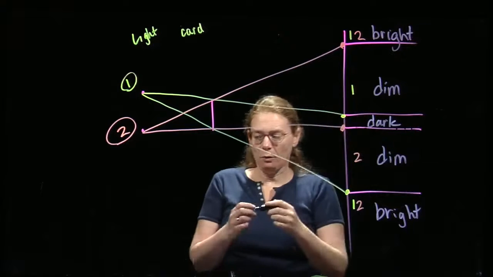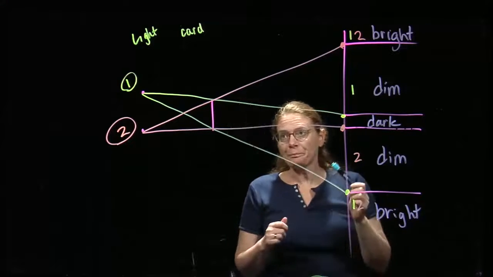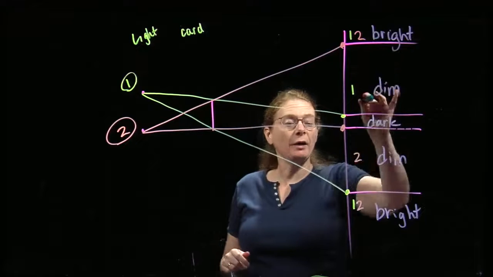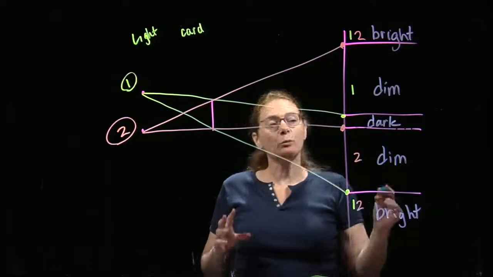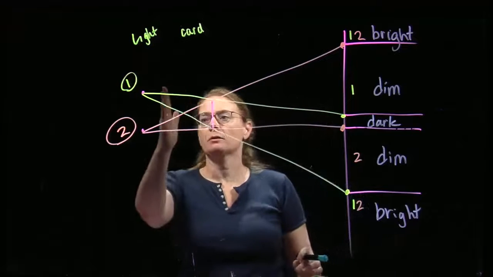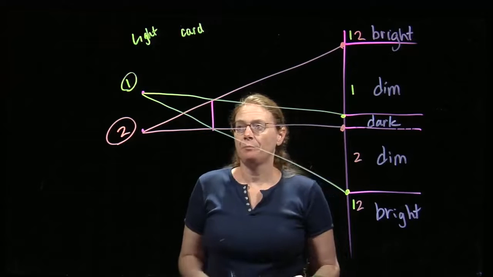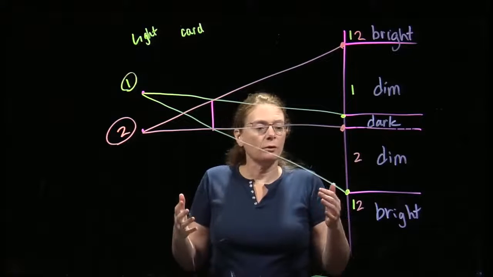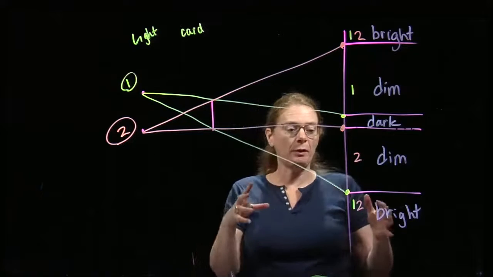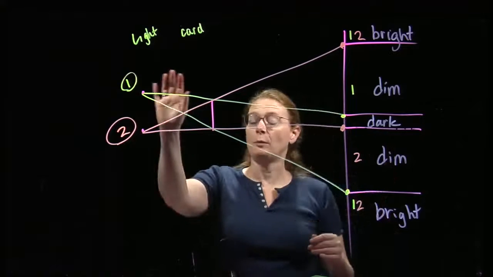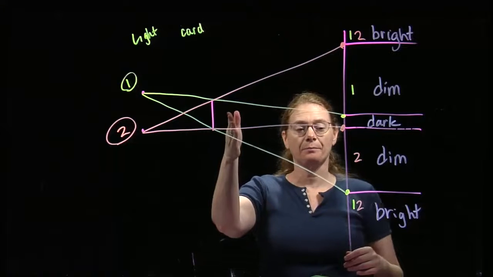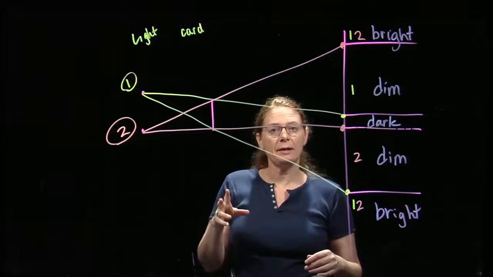Okay, so if you actually do this, you can see this pattern. And the pattern will change a little bit depending upon if the card is close to the lights or close to the screen. But this is, in general, the way you can figure out what to expect from a shadow pattern using multiple lights and a card. So see if this makes sense.